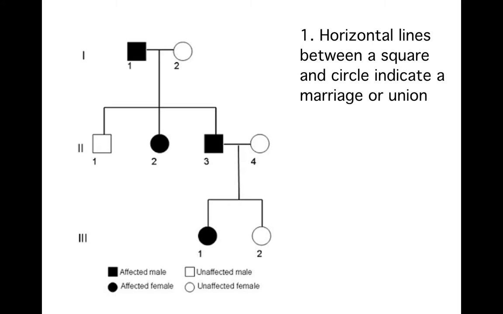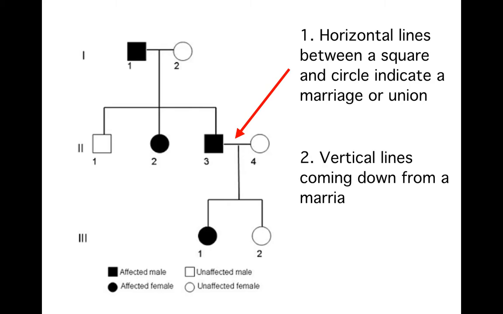Horizontal lines between a square and a circle indicate a marriage or a union. So the square, number 3 there, is a male, and then that line in between shows that he's married to that female, number 4. Vertical lines coming down from a marriage or union indicate offspring. So the 2 circles underneath that would be the 2 daughters of individuals 3 and 4 of the second generation.